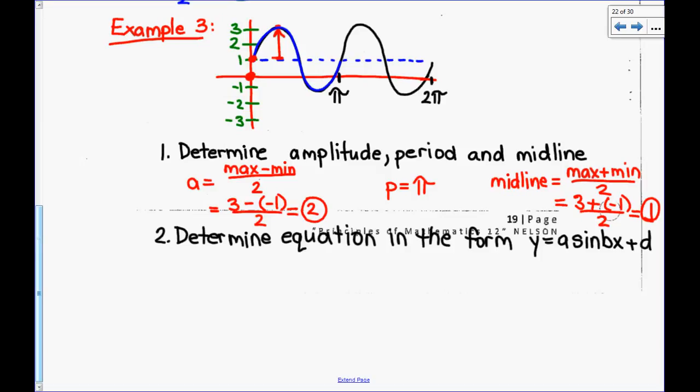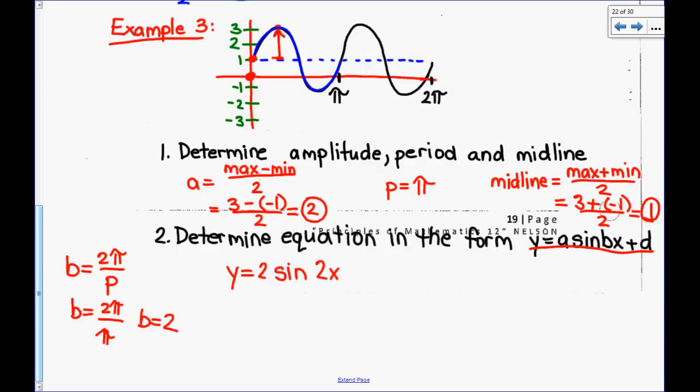Okay, so the equation then would be y equals, we need our A because we're doing it in this form, so A is 2 sine, and then we need B. Well, we're going to have to figure out B because we know our period. So B is 2 pi over the period, which would be then 2 pi over pi. That's our period. So pi and pi is going to cancel each other out. Our B is 2. So what that means is we have 2x, and then our D is the midline. Midline is 1.